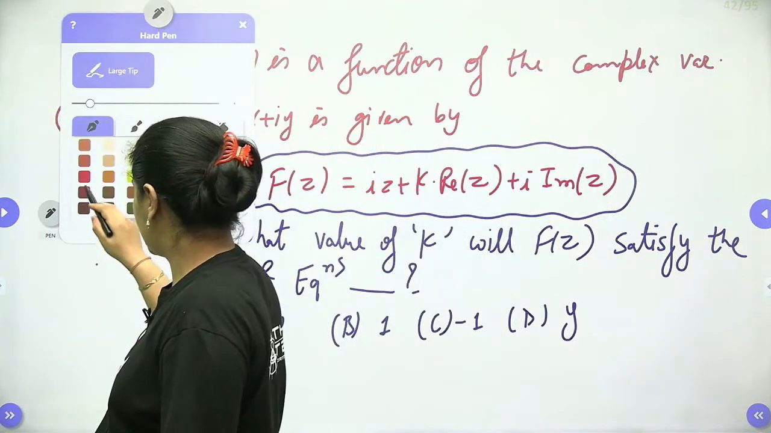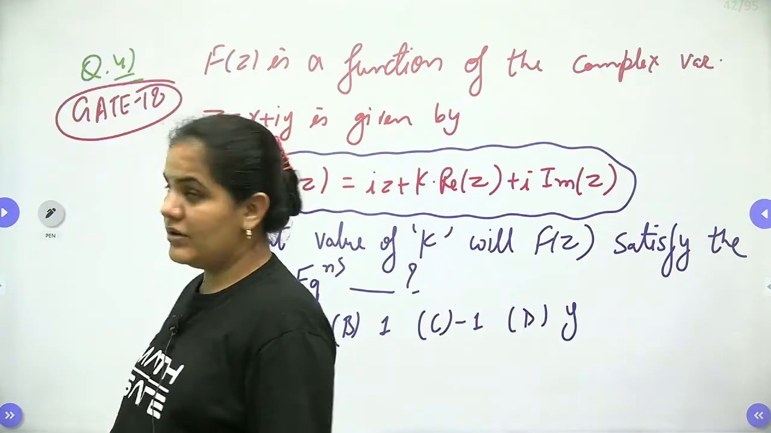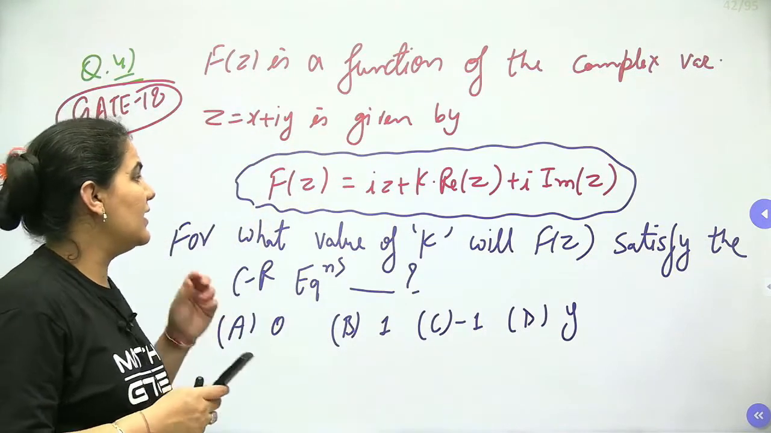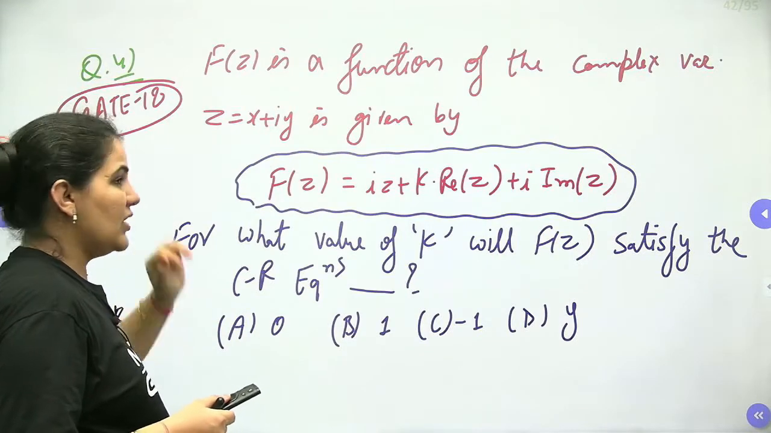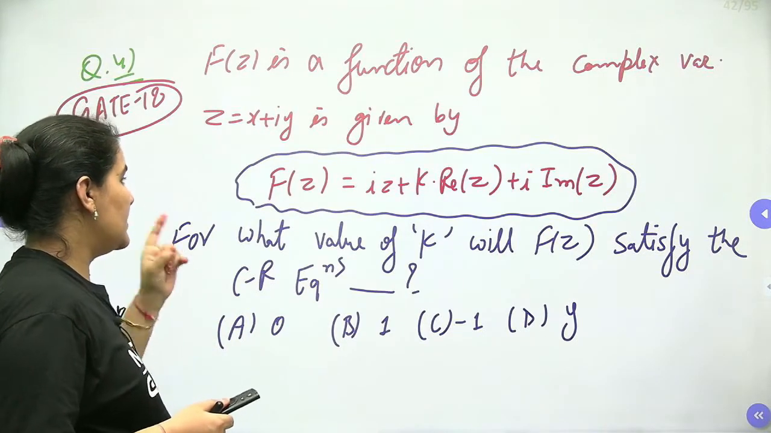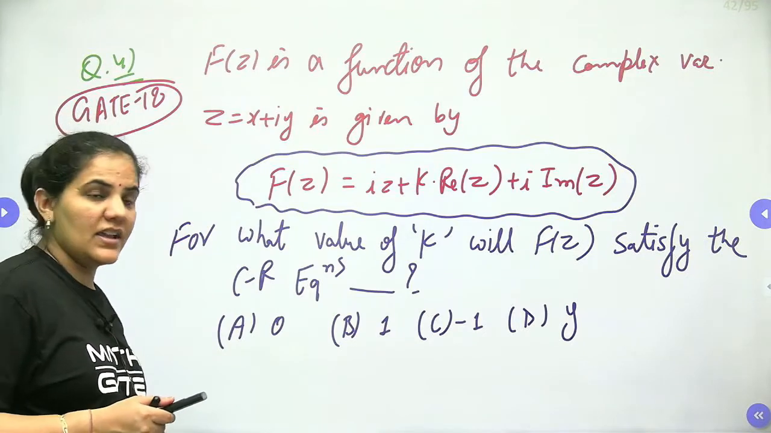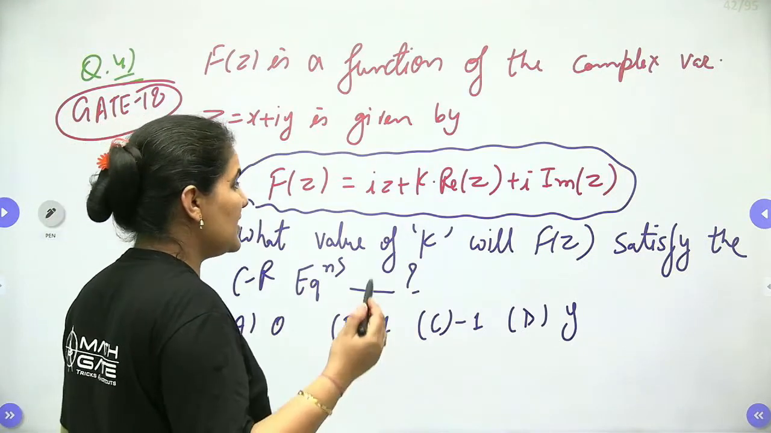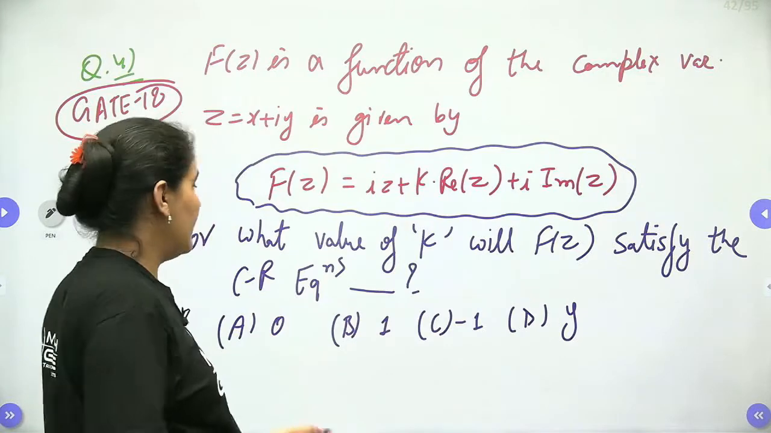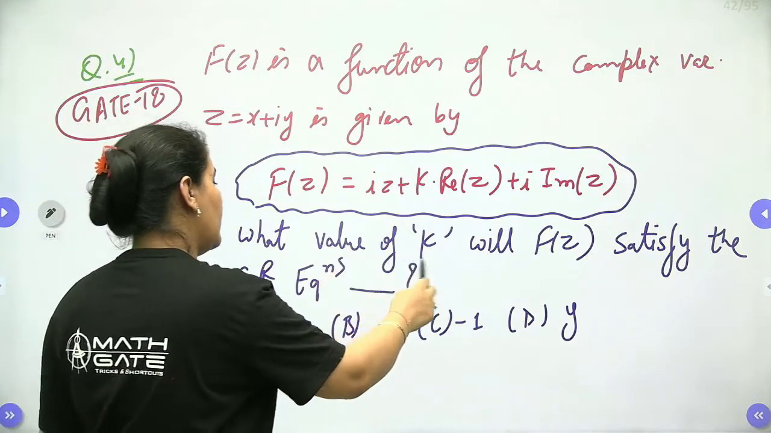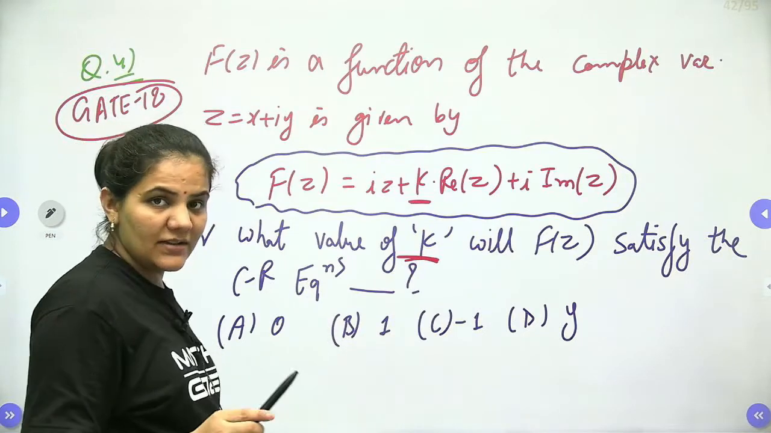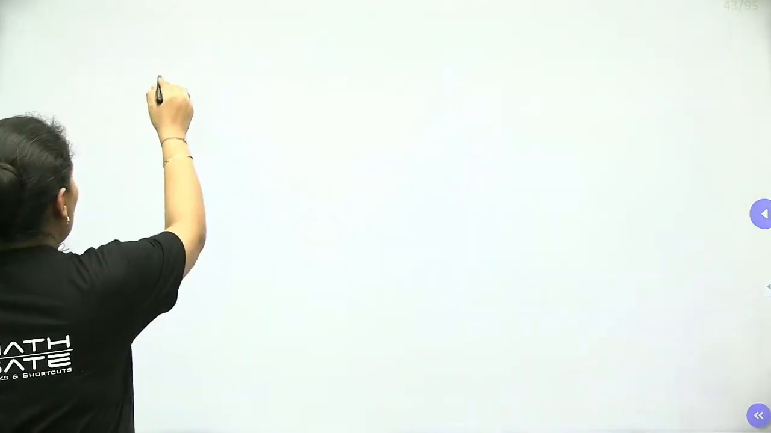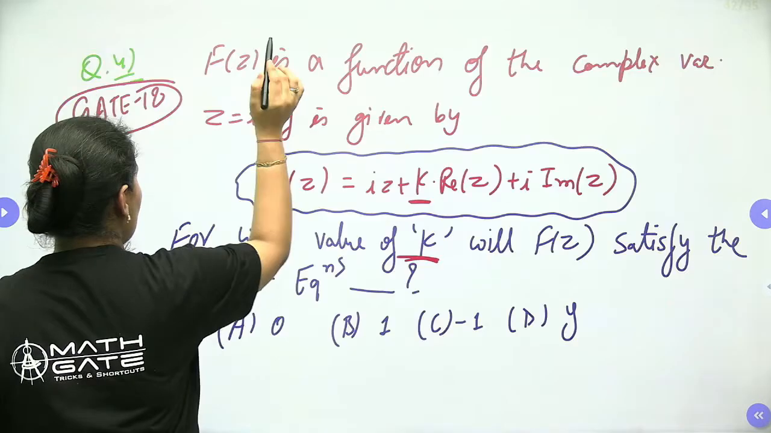Let's approach it, guys. It's definitely a good question. Here the question is talking about f(z), a function of the complex variable z = x + iy, where f(z) = iz + k Re(z) + i Im(z). We have to find the unknown quantity k for which the function satisfies the CR equation.